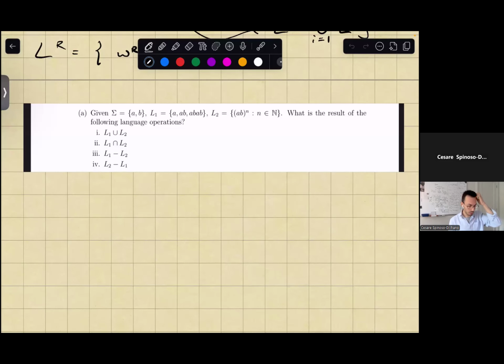Okay, so in this video, we'll be solving an exercise about language operations. So we essentially want to know what the result of these language operations are when we have these two languages. So the first one is language union. Language union is just like a set union.